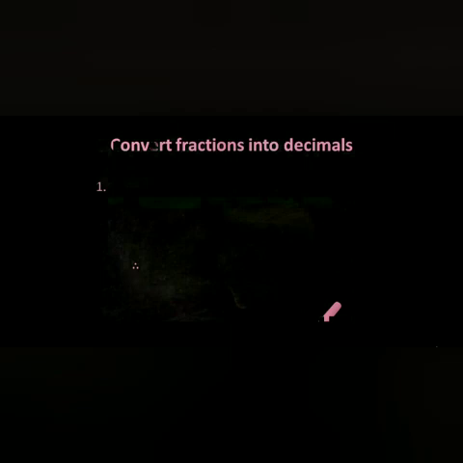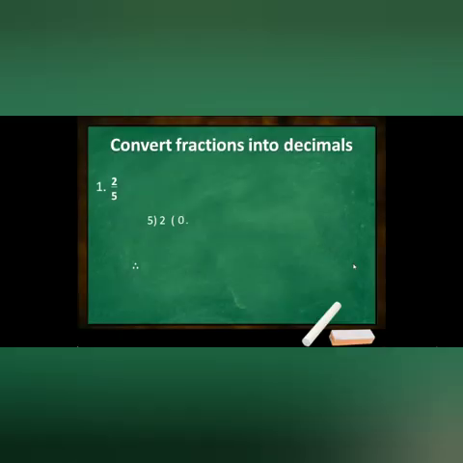Now we will convert the fractions into decimal. 2 upon 5. Now how are we going to write it in decimal? Yes, we will divide it. So 2 divided by 5. Now 2 is a small number and 5 is a big number. So what you will do is, you will put a point, add a 0 to 2. It will become 20. So 5 4s are 20. So 20 minus 20 is 0. So what is the decimal number? 0.4.